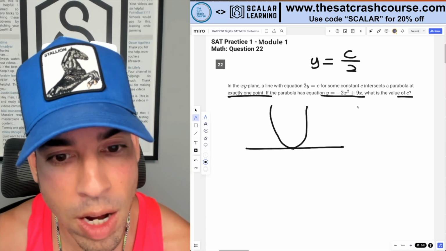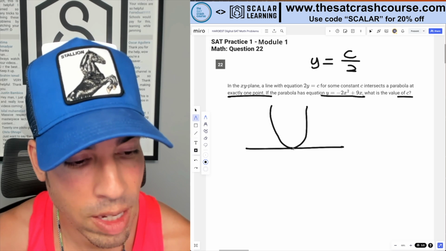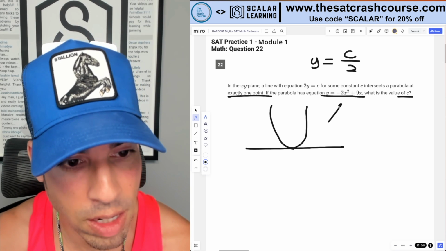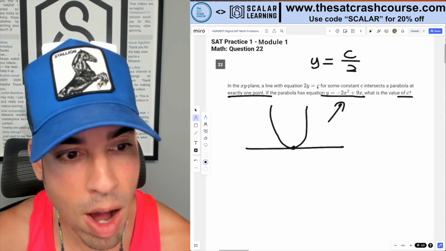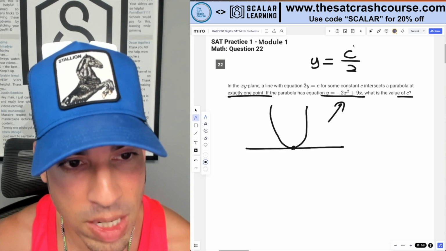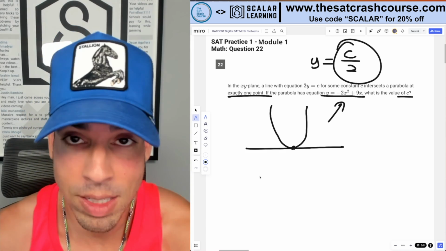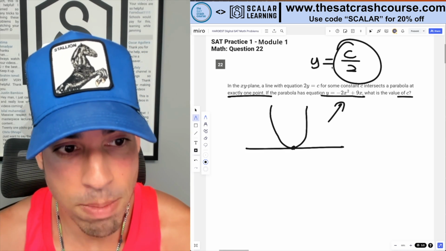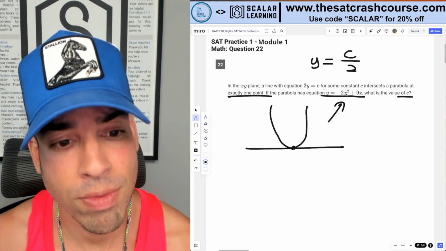And the reason why that's helpful is because we can then figure out what the value of the vertex is from this equation, and that y value is going to be equal to this c over 2. Because again, that y value of the vertex has to match up with this horizontal line. So how do we figure out the vertex?